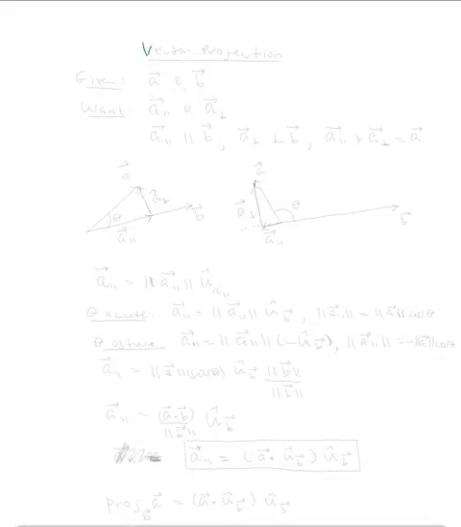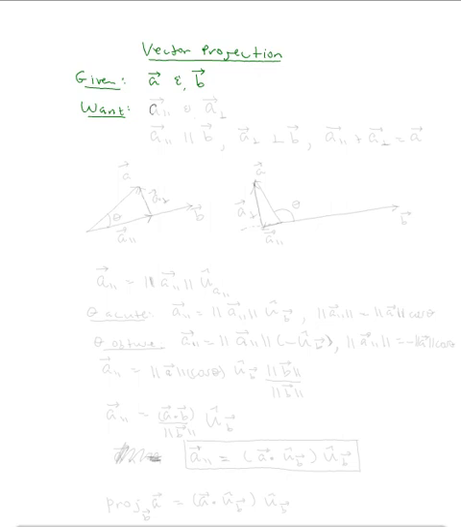In this lesson, we will talk about what is called vector projection. The situation here will be that we have two vectors, A and B, and we want to find what are called the parallel and perpendicular vector components of A. That is, the vector component of A parallel to B and the vector component of A perpendicular to B.